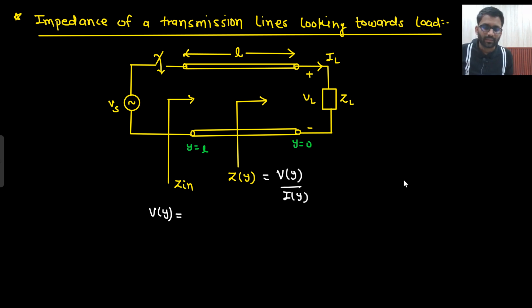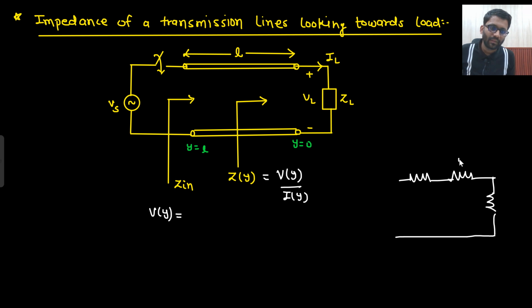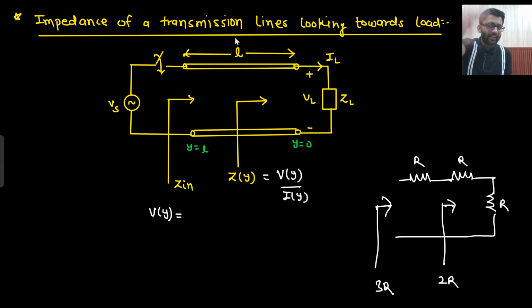Let me explain it in this manner. This is resistance R, this is resistance R, this is resistance R. If I ask you what is the impedance here, what you will say? 2R, R plus R. But if I ask you what is the impedance here, R plus R plus R, 3R. So at any random point, if I take a point here, A dash, and ask you the impedance, then what will be your answer? That's our Vy divided by Iy.